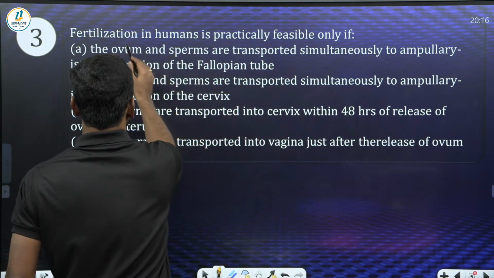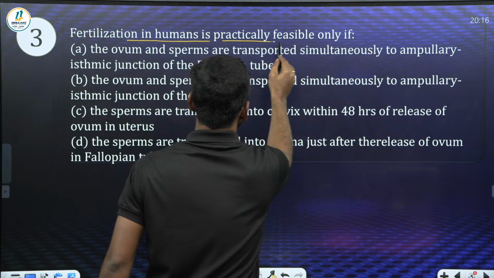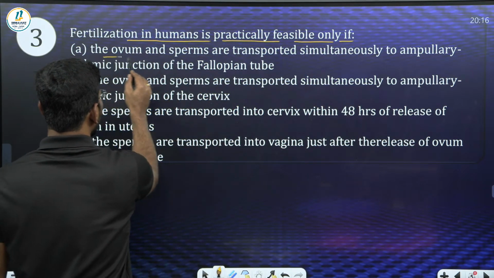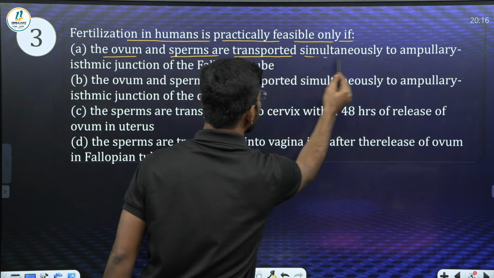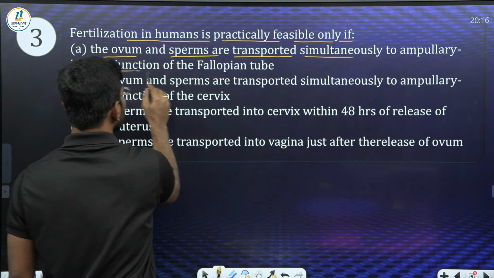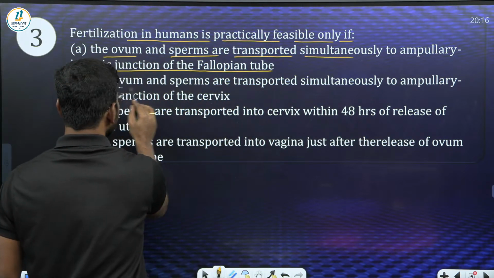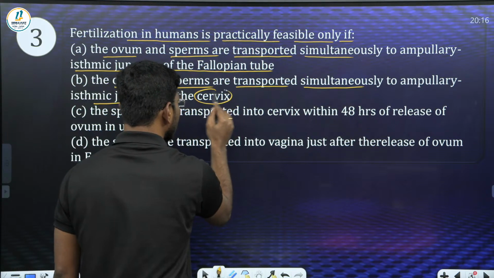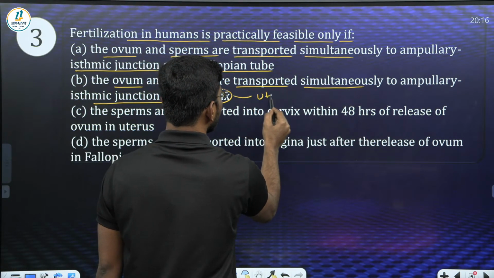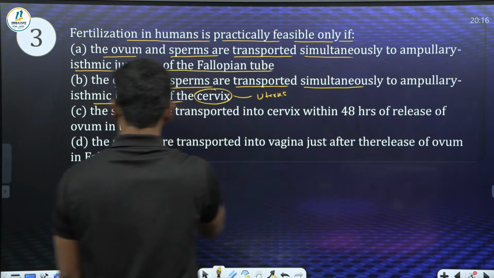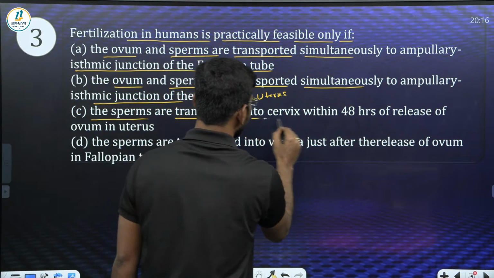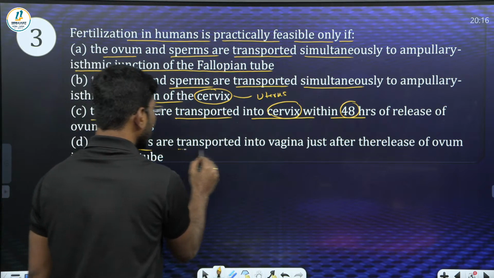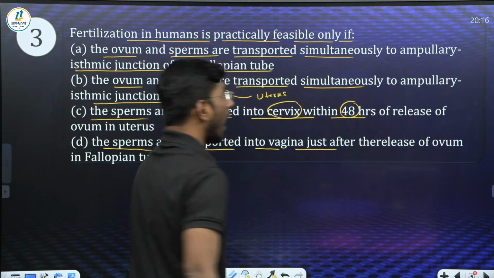What does the question tell us? Fertilization in humans is particularly preferable only if the ovum and sperm are transported simultaneously to the ampulla isthmus junction of the fallopian tube. The ovum and sperm are transported simultaneously to the ampulla isthmus junction of the cervix, is given. Cervix is what part of the uterus, isn't it, beta? Uterus. So leave it. Next, the sperm are transported into the cervix within 48 hours. It is not a cervix, keep in mind. The sperm are transported into the vagina after releasing the ovum.